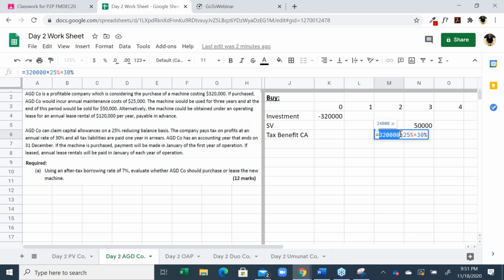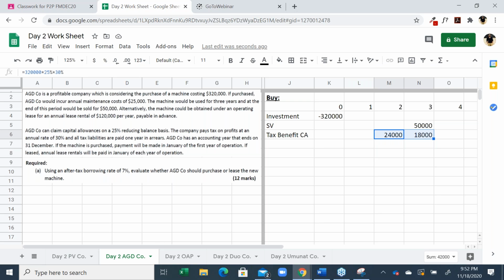So cost of the asset multiplied by 25% will give us the capital allowance figure, and multiplied by the tax rate to get the tax benefit, 24,000. So what should I do for the second year? Who's going to tell me? For the third year, what should I do? Everyone. Yes, I should reduce it by 25%, or I should take 75% of the previous year tax benefit. Excellent. Okay, it's going to be 18,000.